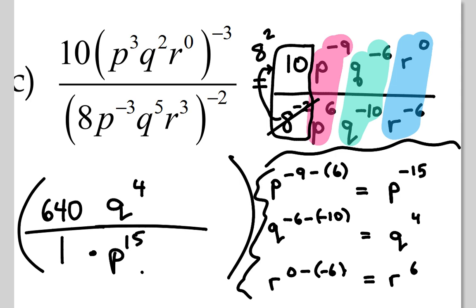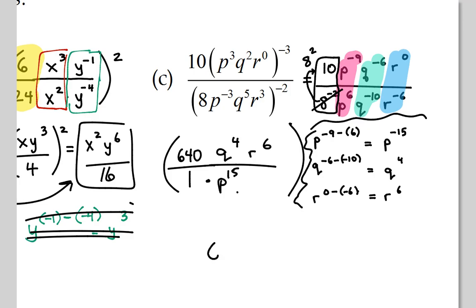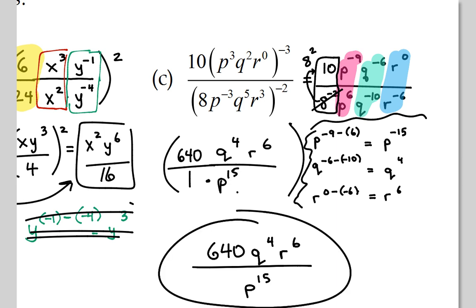And now the last one. It is very confusing, but you have to think, how many factors do I have? What does this r to the -6 tell you? It tells you there's 6 r's, but they need to be flipped. So 6 r's need to go to the top. The 0 tells you there's no r's up there. So those 6 r's go to the top, and that's exactly what you're left with. Okay, so the proper way of writing this would be 640 q to the 4 r to the 6 over p to the 15.